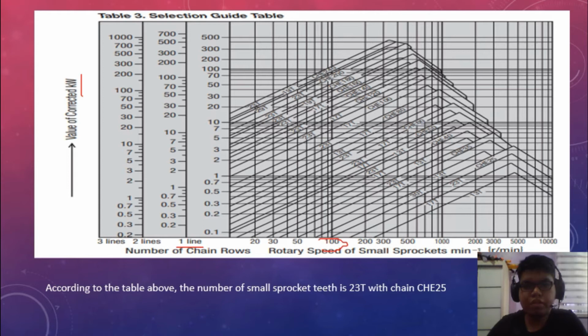So basically, in this vertical line here, we are going to search for 0.05, which is really close to 0. And then we're going to extend it until here. And then here we refer to the diagonal line. The diagonal line will decide how many teeth are necessary for our small sprocket and the type of chain. Here we can see, since it is around here, it is around 23 teeth, with the chain necessary being CHE25. You can look up the specification of the chain with Google.